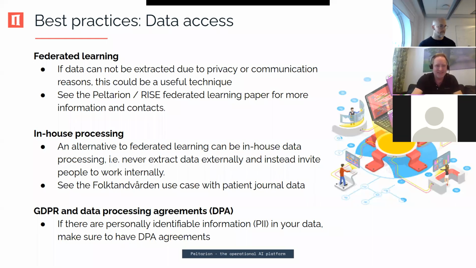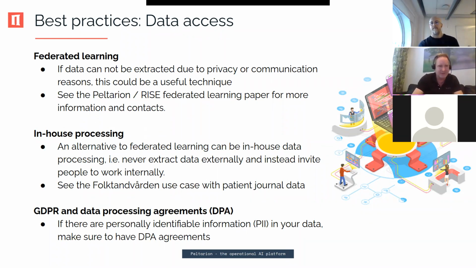But as you all know, GDPR and all these kinds of PII, so personally identifiable information, is problematic if you have that in the data, and you need to really make sure that you have the right agreements in place. But that said, I would really try to once again say, don't be afraid to do it. Don't be afraid to use NLP. Don't be afraid to use AI, even if there is PII in your data. It is possible to solve.